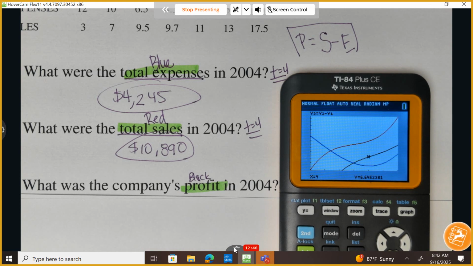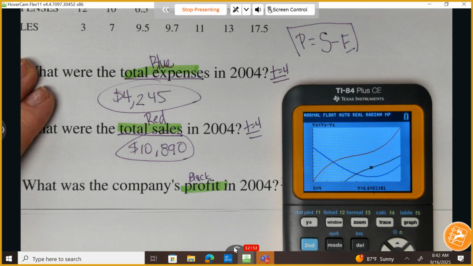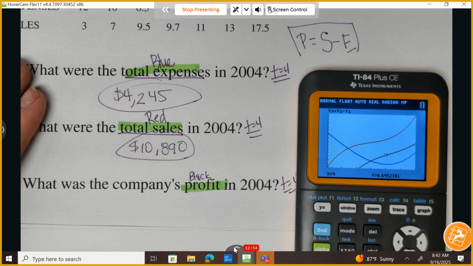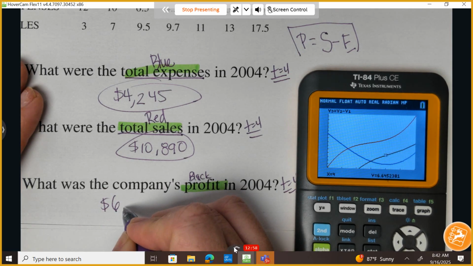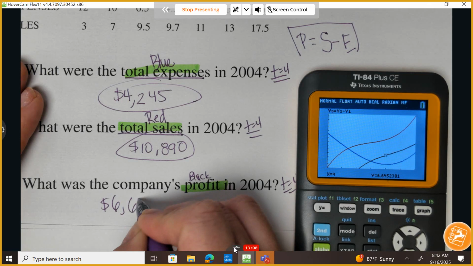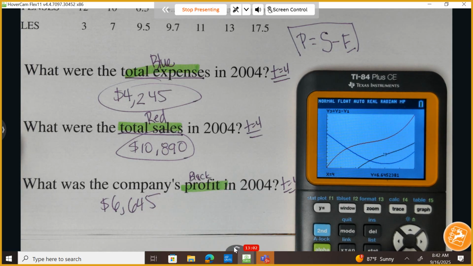Now, if you write down 6.645, it is wrong. Why? Turn to your partner. Why would that be wrong? Within thousands, we're going to move that decimal 3 places to the right, so it's 6,645 if I'm rounding to the nearest thousands.